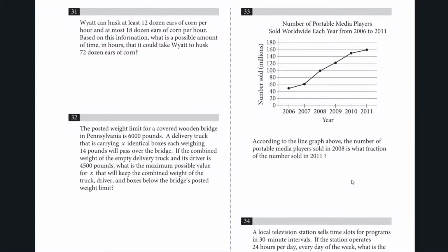Let's get through it. Wyatt can husk at least 12 dozen ears of corn per hour and at most 18 dozen ears of corn per hour. Based on this information, what is a possible amount of time it would take Wyatt to husk 72 dozen ears of corn? On an average hour, he probably does about 15. So let's do 72 divided by 15. It's looking for a range, so 4.8 should be a good answer.